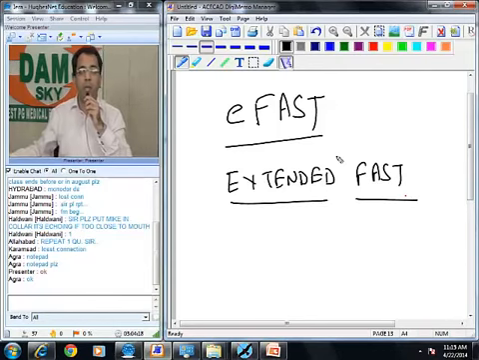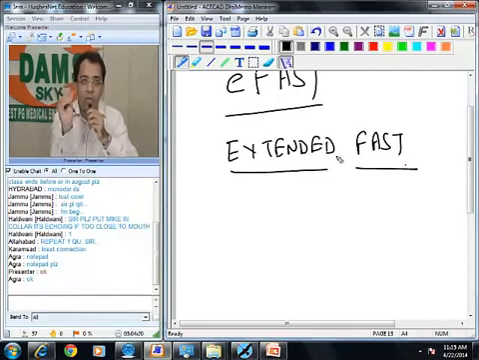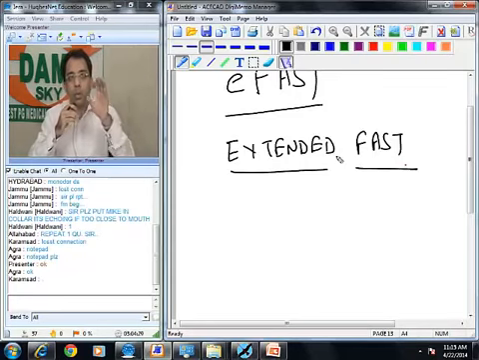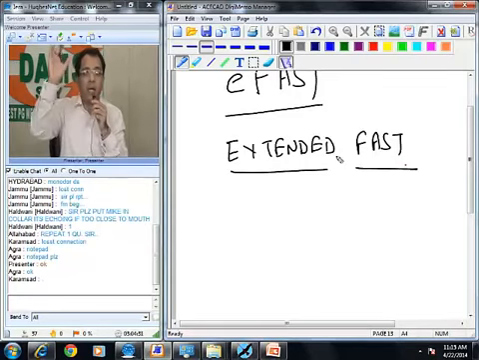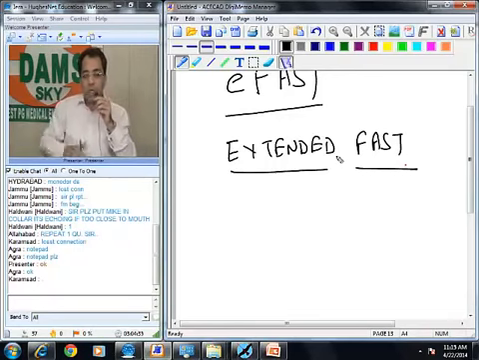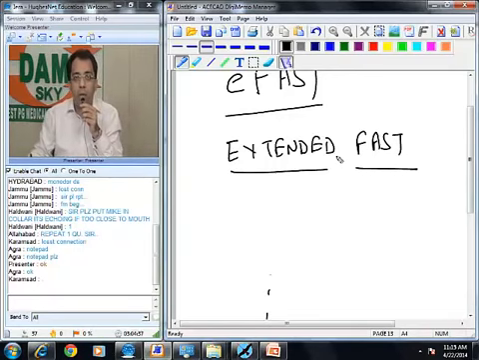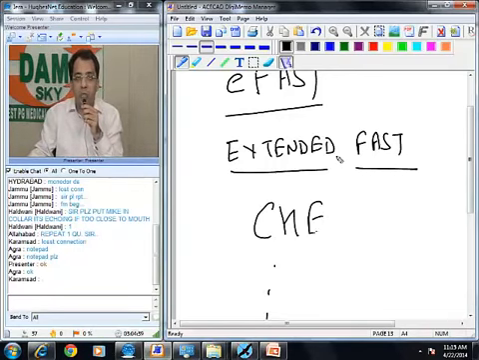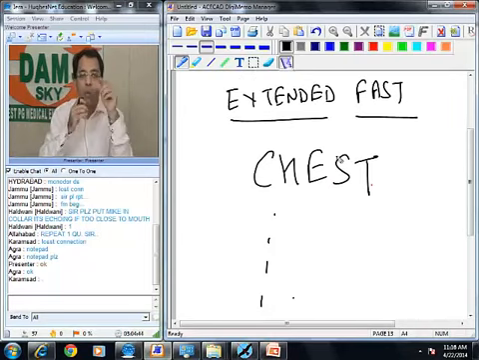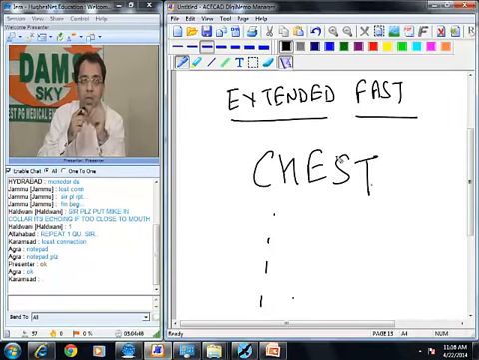Extended FAST. Now what we do is, after doing FAST, this is the first time in 2013 they have asked a question on extended FAST. Please remember, after doing FAST, you keep the probe on the anterior chest wall. After doing FAST, you evaluate the chest as well. Now think and tell me what can happen to the chest in a patient with abdominal trauma. What can happen?